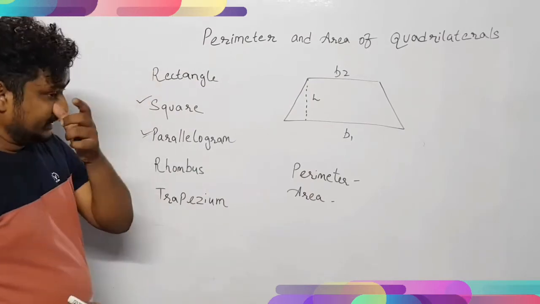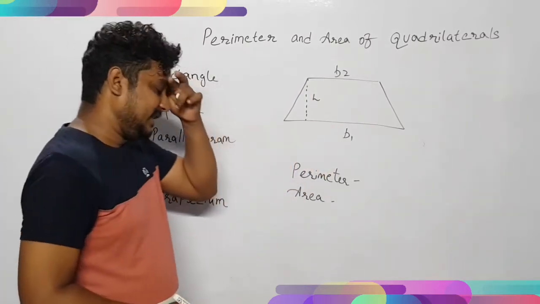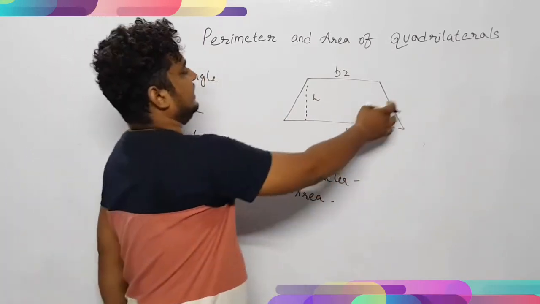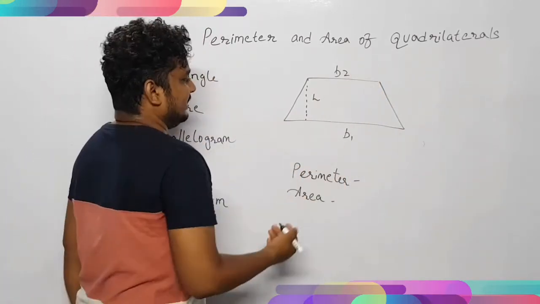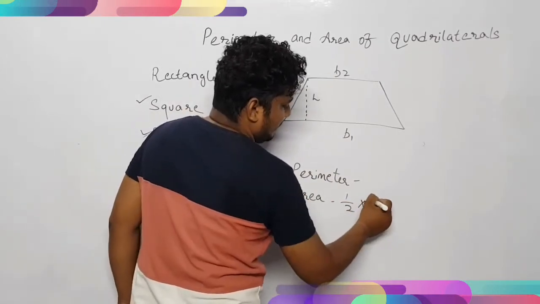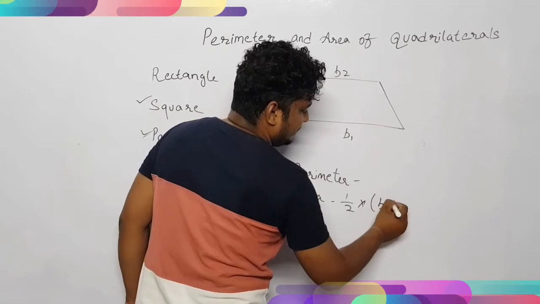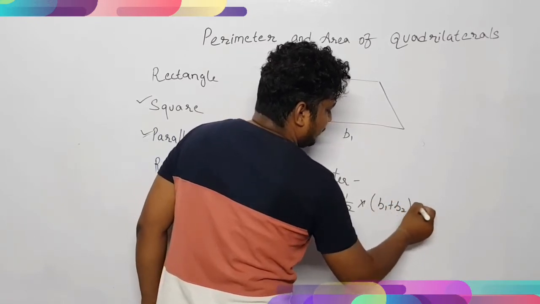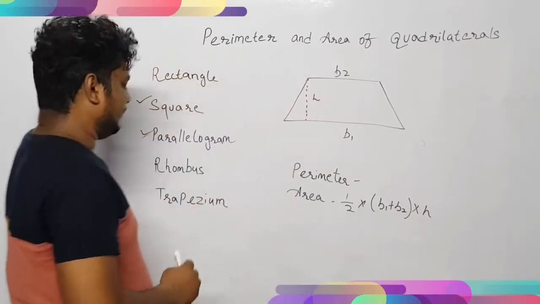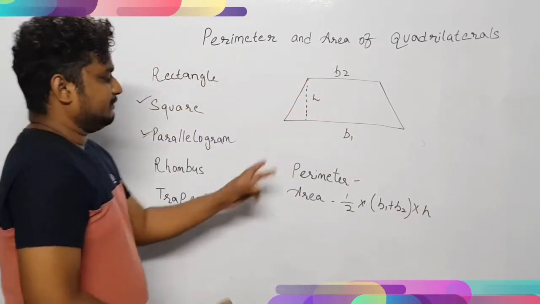If you are talking about the perimeter, then whatever the naming given, you can add all the sides: base 1 plus base 2 plus a1 plus a2, whatever is given, you will add all that. If we are talking about the area, it is half into (base 1 plus base 2) multiplied with the height. This will be the area of this figure.